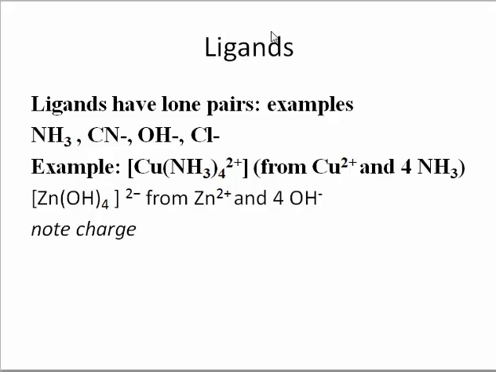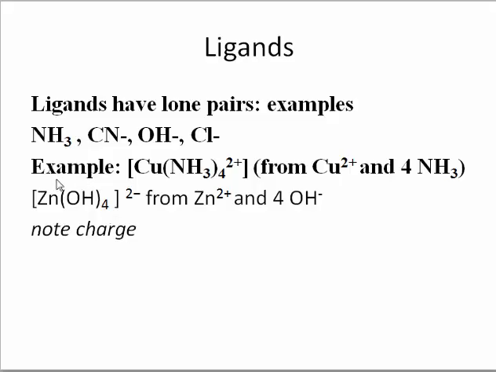The species that attach themselves to the metal cation are referred to as ligands. Ligands are attracted to the metal cation by their lone pairs. Examples of ligands include ammonia, cyanide, hydroxide, and chloride. For example, the copper-ammonia complex, which has a positive 2 charge, is made from a copper and 4 ammonias.